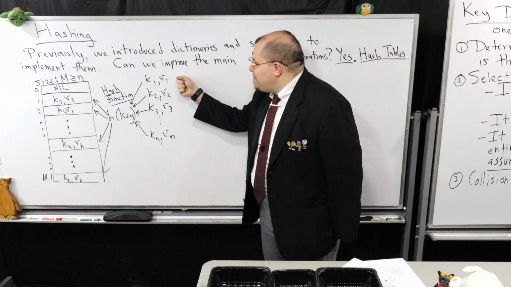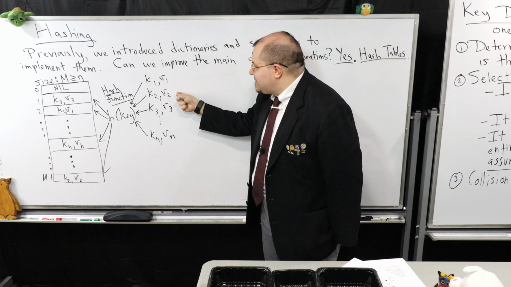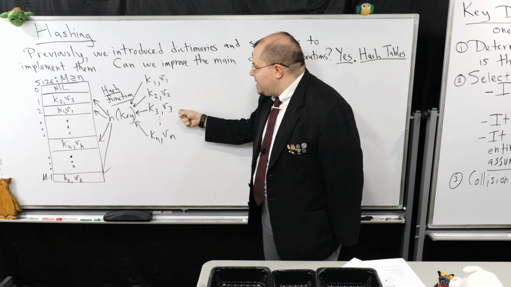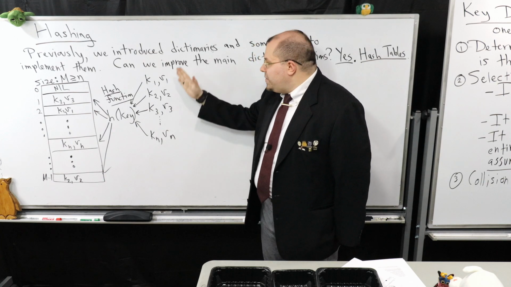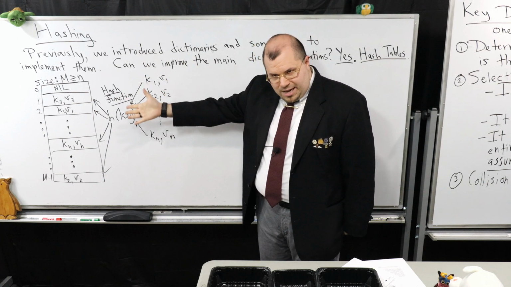So suppose that one pair is K1, V1, the next one is K2, V2, the next one is K3, V3, and the last one is KN, VN. All of these records I would like to place into this table.